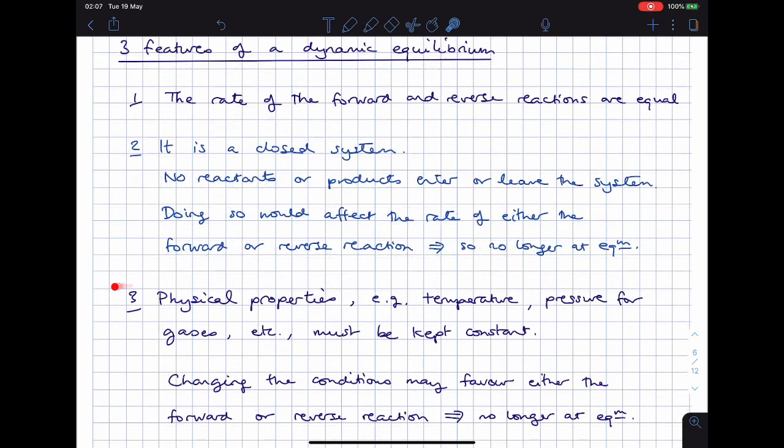The third feature of a dynamic equilibrium is that we must have physical properties being kept constant. So things like temperature or pressure for gases must be kept constant, because those conditions can influence which reaction is favoured, whether the forward reaction is favoured or whether the reverse reaction is favoured. Some conditions are favourable for some reactions and others are favourable for other reactions. For example, if you've got a reaction involving gases, increasing the pressure will favour the reaction that reduces the total number of particles of gas to reduce the total pressure. And we'll look at this in the next video when we look at Le Chatelier's principle.